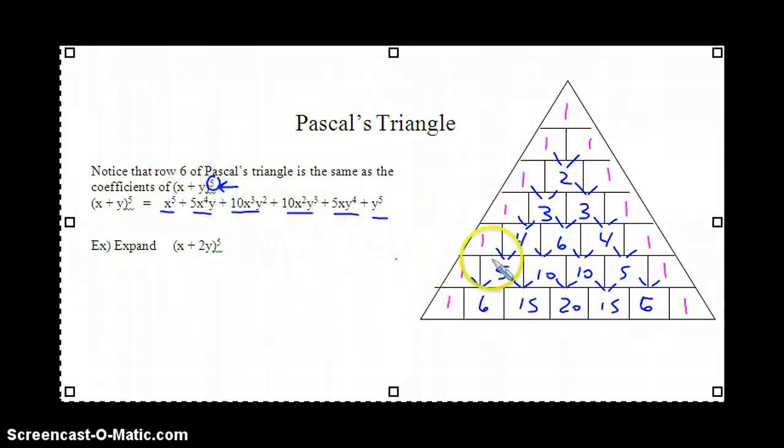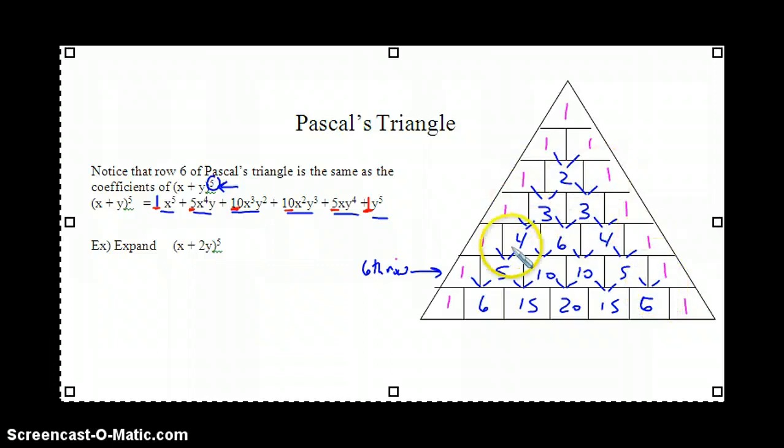You would want to go to the row that has 6 terms in it. So 1, 2, 3, 4, 5, 6. That would be this row right here. So the 6th row would have 6 terms in it. And notice that all the coefficients would be 1, 5, 10, 10, 5, and 1. Notice that they match up.